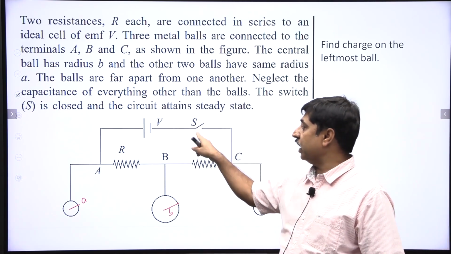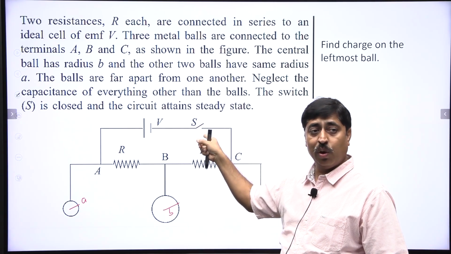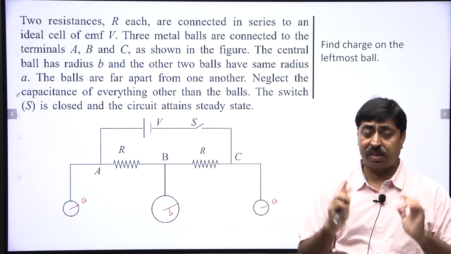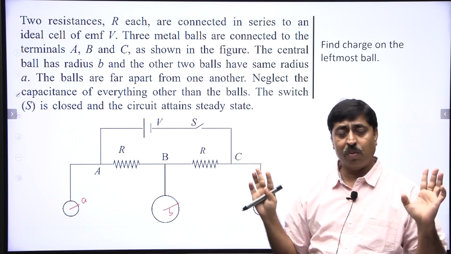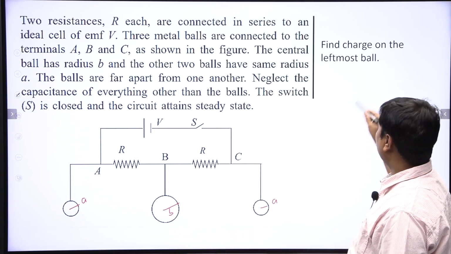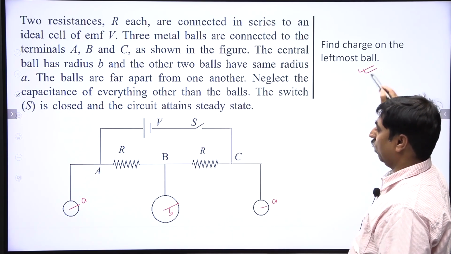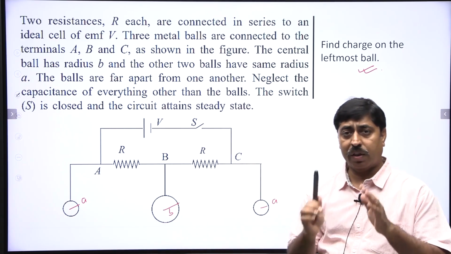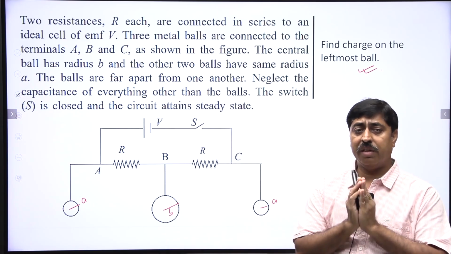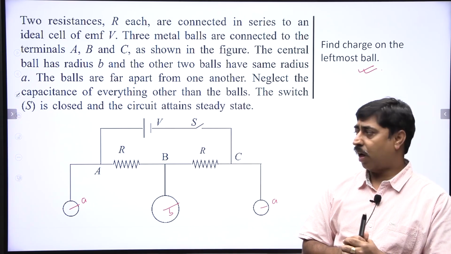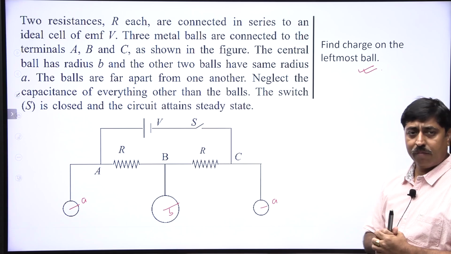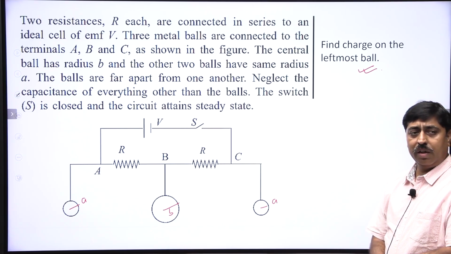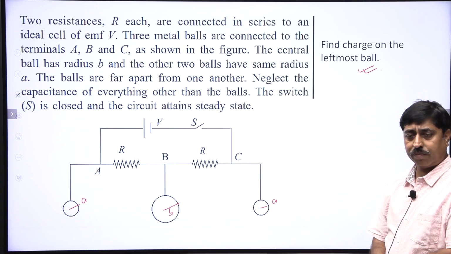The switch S is closed and the circuit is allowed to attain steady state. Find the charge on the leftmost ball. What will be the charge on this ball after the circuit attains steady state? That is the question. I am again getting out of the screen. You can take a snapshot of the question and give it a try on your own.